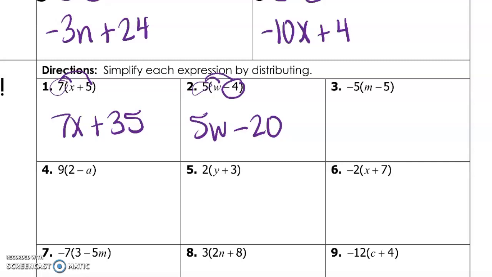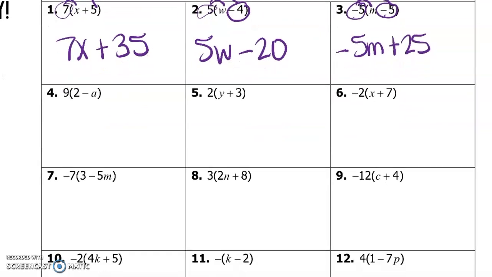But anytime you have a negative on the outside, like we do for number 3, that's where you really have to be careful of the positives and negatives. So negative 5 times n is negative 5n. Negative 5 and negative 5 makes positive, so plus 25. What you'll start noticing is that if you have a negative on the outside, it always changes the sign that's in the middle. At any time, go ahead and pause and try them, and then come back and check them.